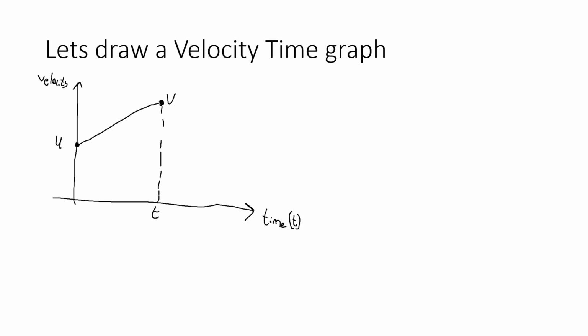What do we know about velocity time graphs? We know that if v is a function of time, then acceleration is the gradient. So what's the gradient of this line going to be? The acceleration a is going to be the change in v over the change in t, which is the same as v minus u over t.